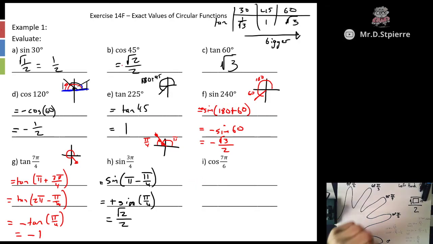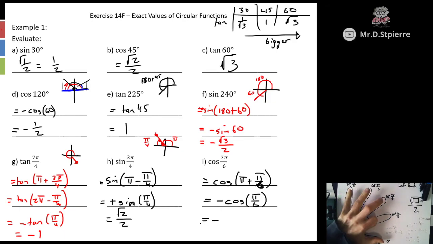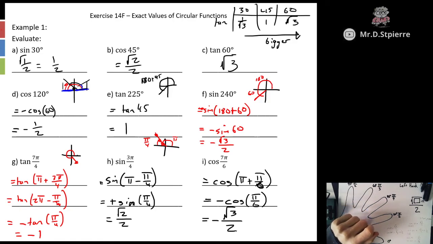And cos 7 pi on 6 is equal to cos of pi plus pi on 6. So that is going to put us in the third quadrant. So that's the equivalent of negative, because cos is negative in the third quadrant, negative cos of pi on 6. So cos pi on 6 is the same as 30. Cos 30, how many fingers across, that is 3, so that's going to be root 3 on 2. Okay, so that's it for exercise 14F.